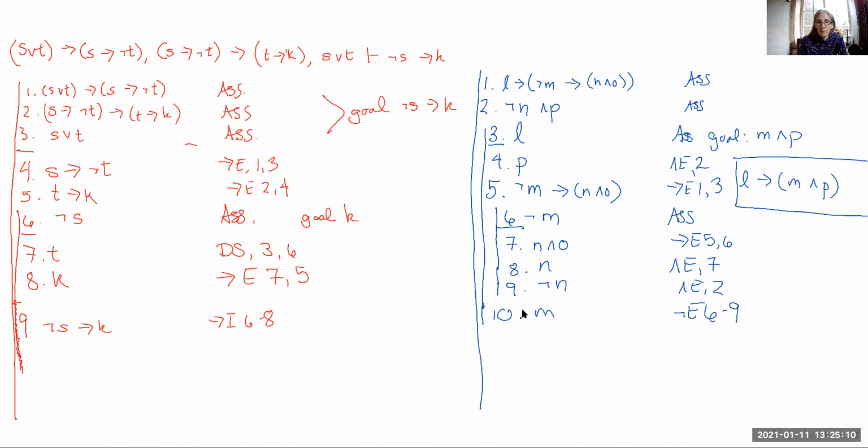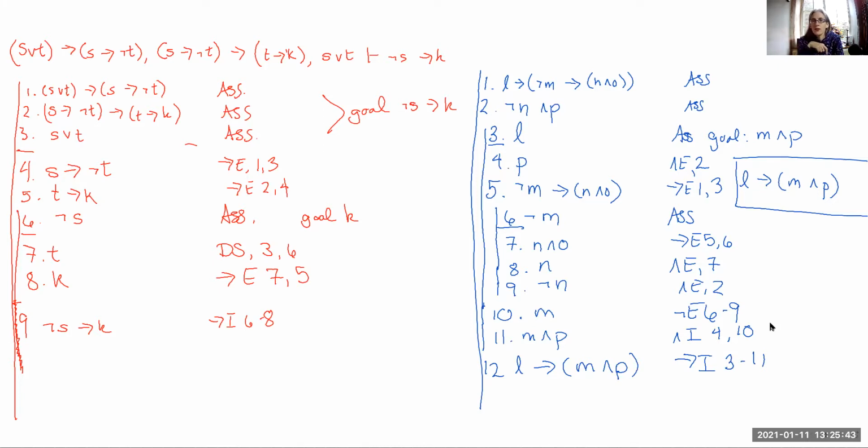And now with line 10 and line 4, we can conjoin these together to get our conjunction M and P. So conjunction introduction, lines 4 and 10. And that's the consequence of the conditional we wanted to form. So we can end this scope line and say, well, if L is true, then both M and P also have to be true. So conditional introduction, citing the entire subproof from lines 3 to 11.